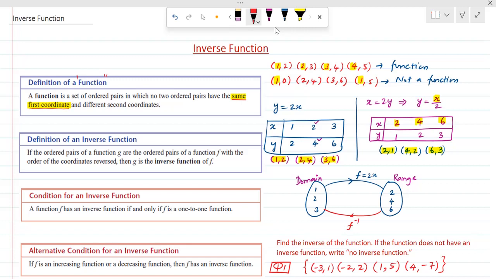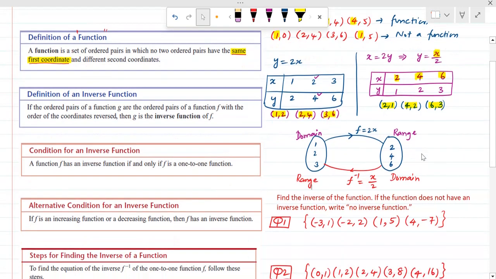The inverse function f inverse is nothing but x over 2. Corresponding to f inverse, this is my domain and this is my range. So this is just the opposite. Whenever the ordered pairs are given, how will you find the inverse? You just have to reverse the order. So this is the inverse.